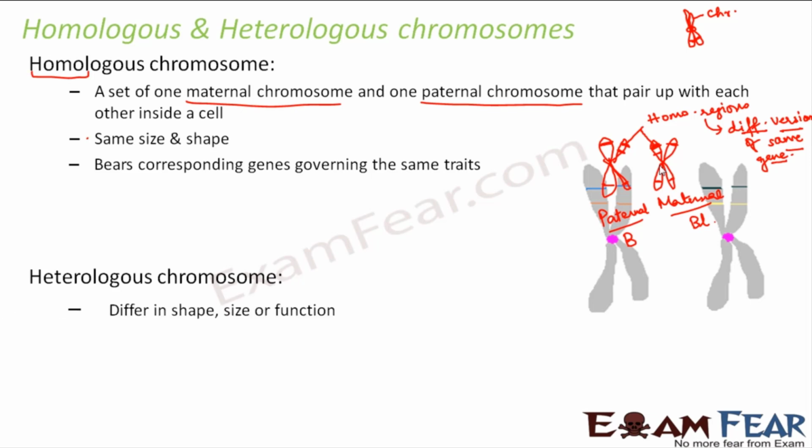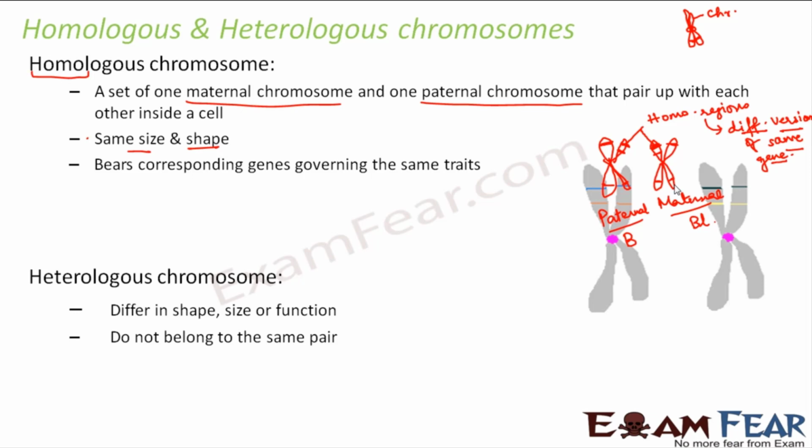So they differ in shape, size and function. Like in case of homologous chromosome, they were of same shape and size. But here they have different shapes, different sizes and different functions as well. Because there the function was also similar, everything was corresponding to eye color. But here that is not the case. So they do not belong to the same pair.